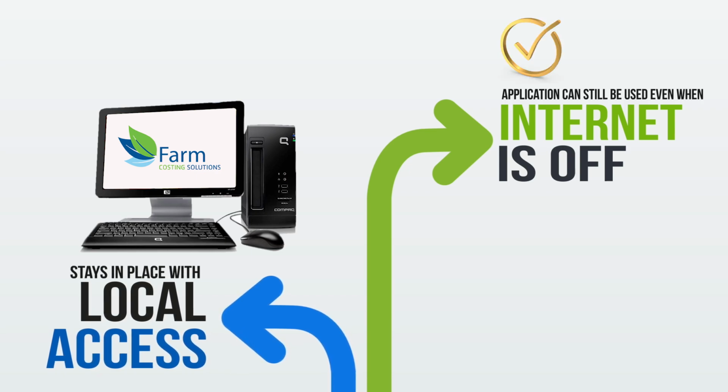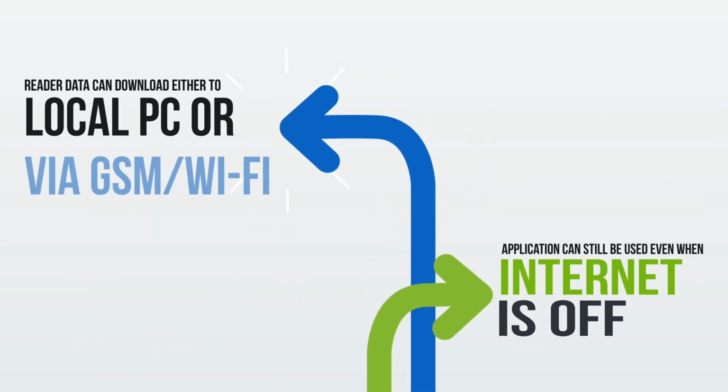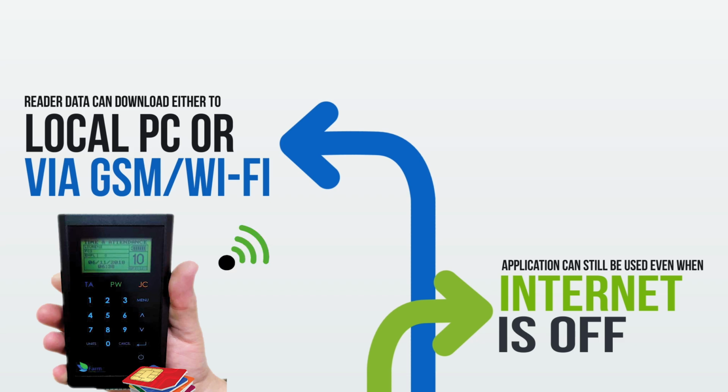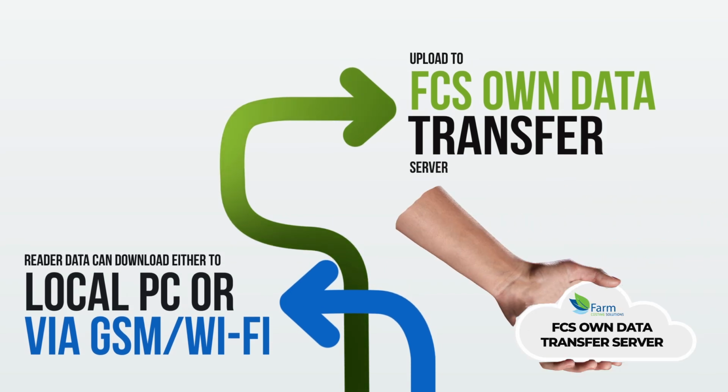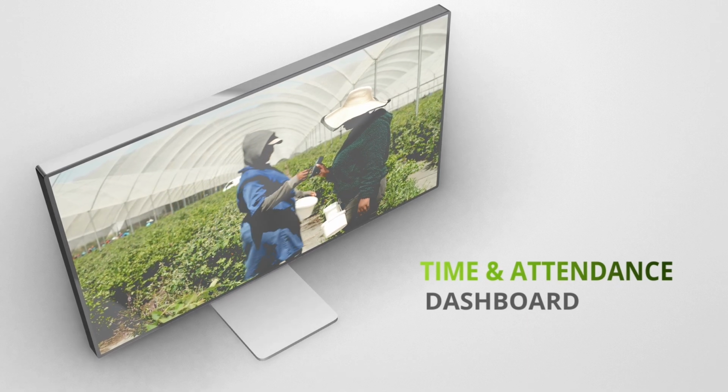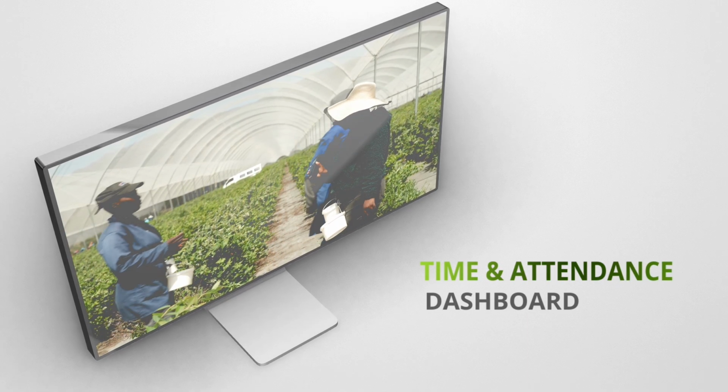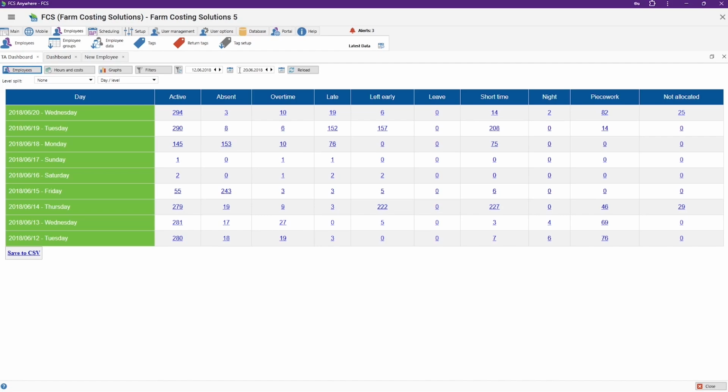The other benefit is that the reader data can either download to a local PC or via GSM or Wi-Fi, and that would then upload to our own transfer data server, and from there be sent back to the local FCS installation. As a proof of concept, we created the time and attendance dashboard first, and what you see here is that exact dashboard. Most of our current clients will already have this in front of them.